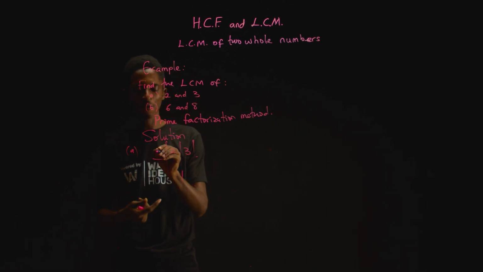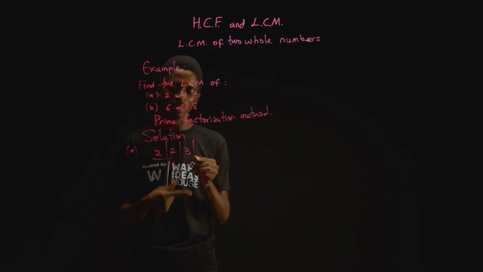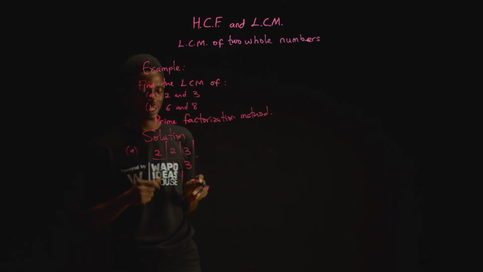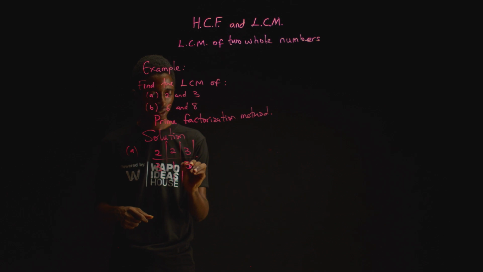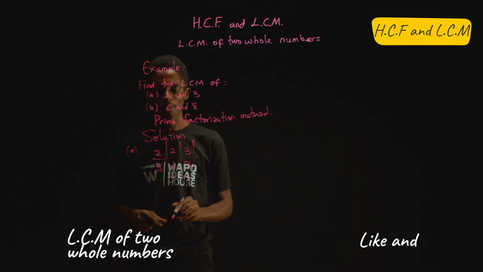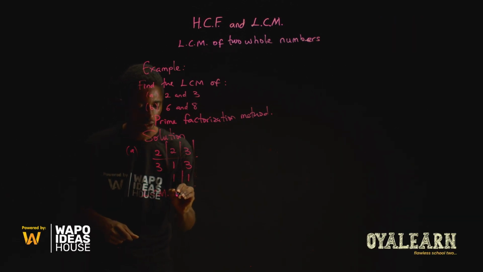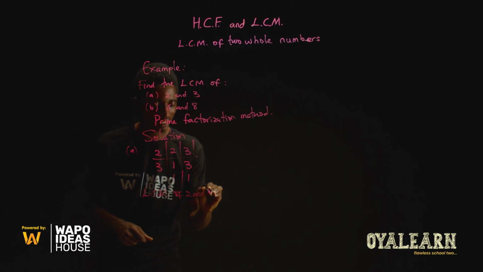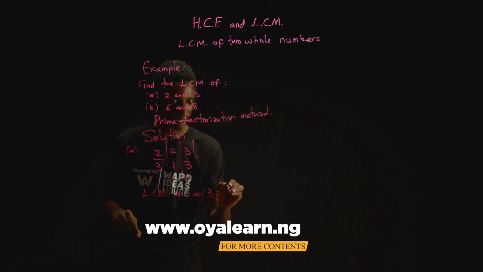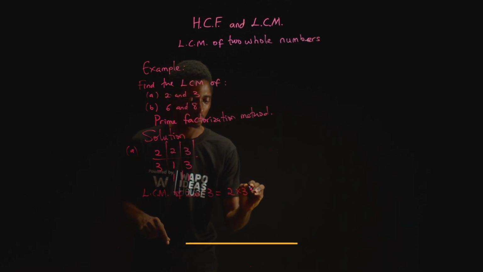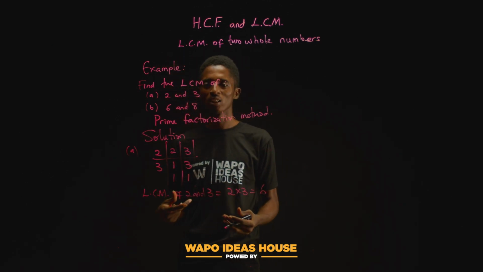So meaning we try first with 2, and 2 will go into just once. But since 2 cannot go in 3, we write down our 3 just as it is. Now the next is 3, and 3 can go in 3 just once. Now, our LCM for 2 and 3 would be the product of these two prime numbers, that is 2 multiplied by 3, which would give us 6. Now, this method is known as the prime factorization method.